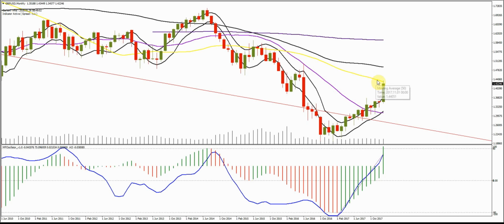We have now tested this 50-period moving average on the monthly chart, which is downwards facing, so that is going to provide us with resistance. So again, this could be the point where this now does start to roll over.